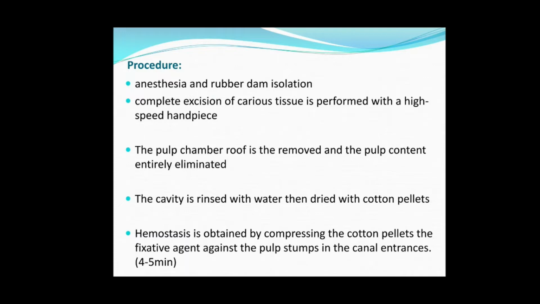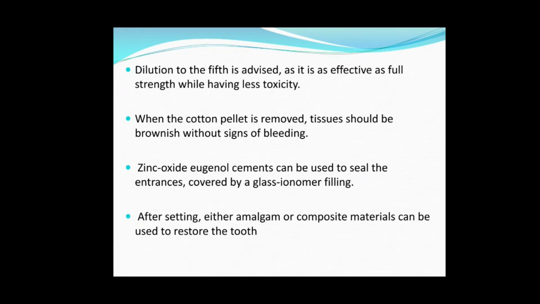Hemostasis is obtained by compressing the cotton pellets, with the fixative agent, against the pulp stump in the canal entrances. That should be kept for 4 to 5 minutes. The dilution of the fixative is advised as it is as effective as full strength while having less toxicity. When the cotton pellet is removed, tissues should be brownish without signs of bleeding. Zinc oxide eugenol cement can be used to seal the entrances covered by a glass ionomer filling. After setting, either amalgam or composite materials can be used to restore the teeth.